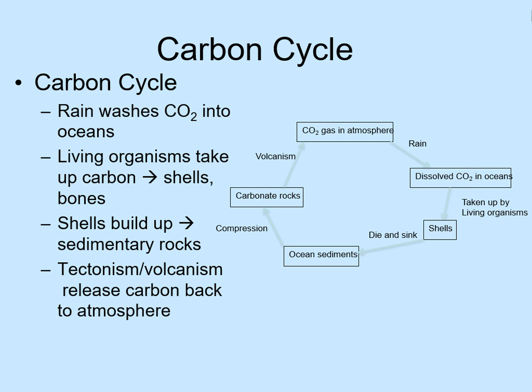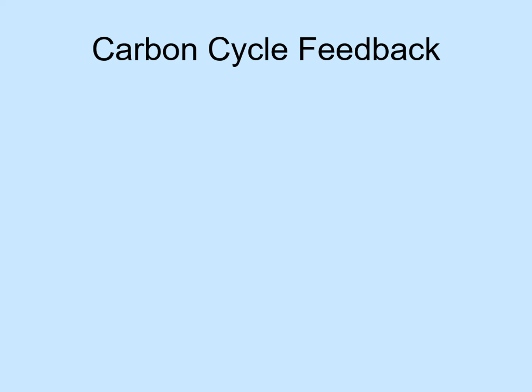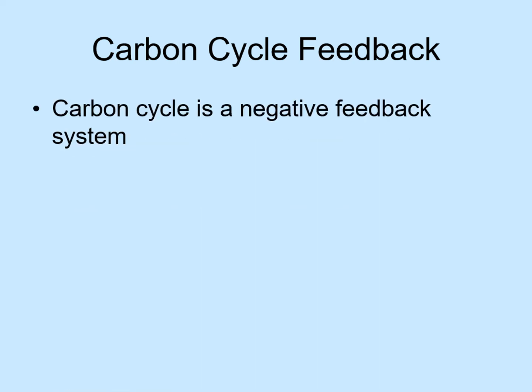Notice that the energy source for the carbon cycle is the planet's internal heat. That's what powers the tectonic and volcanic processes that allow carbon dioxide to be pumped into the atmosphere. However, the carbon cycle is also tied to the water cycle, since it depends on rainfall washing carbon dioxide out of the atmosphere. Unlike the water cycle, the carbon cycle is a negative feedback system.